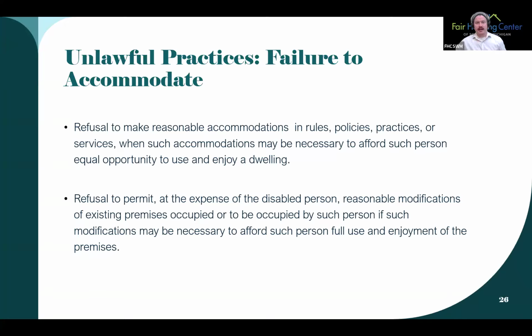So, accessibility then is accomplished through those reasonable accommodations, which again are changes to rules, and those reasonable modifications, which are changes to a space. Refusing to allow those accommodations or modifications is a violation of the Fair Housing Law. So as we've covered, individuals with a disability are entitled to the full use and enjoyment of a dwelling, and those changes may be necessary to achieve that. So we're going to talk now about accommodations, then we'll talk about modifications, and finally, we'll briefly talk about what constitutes reasonability.